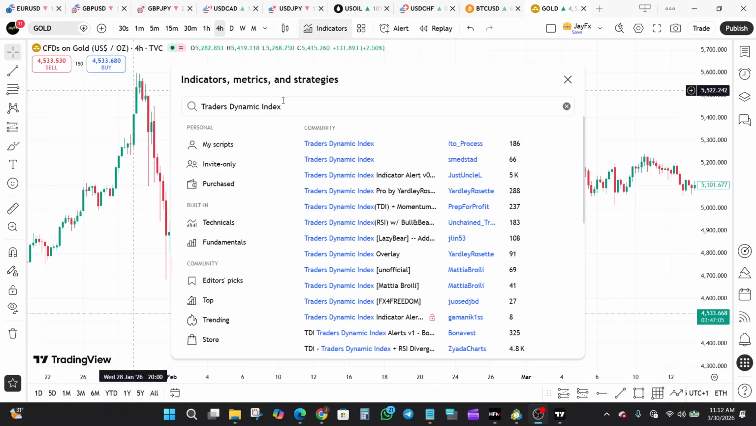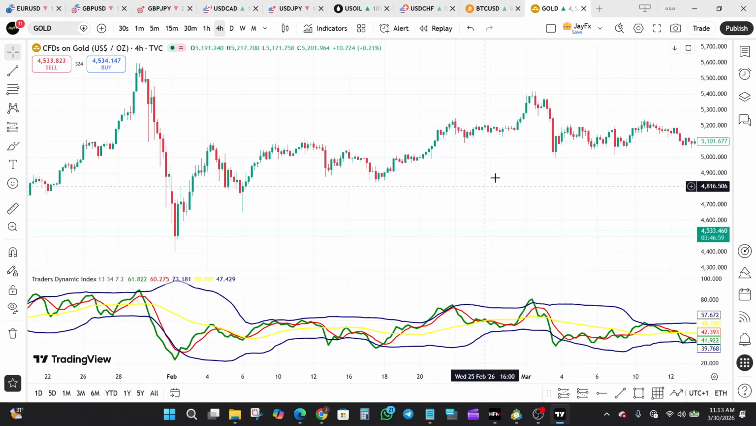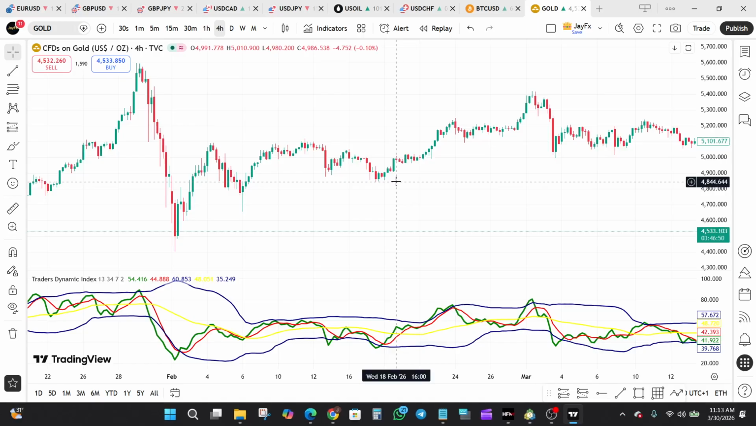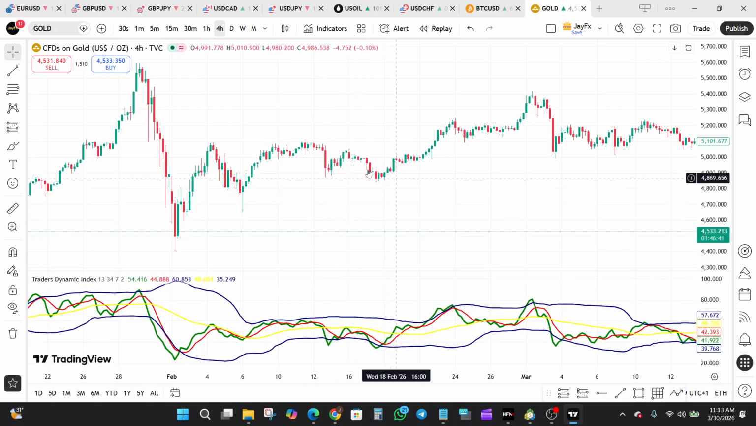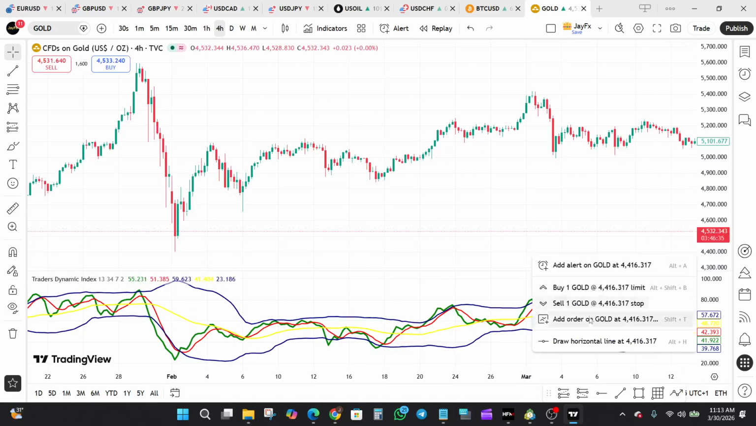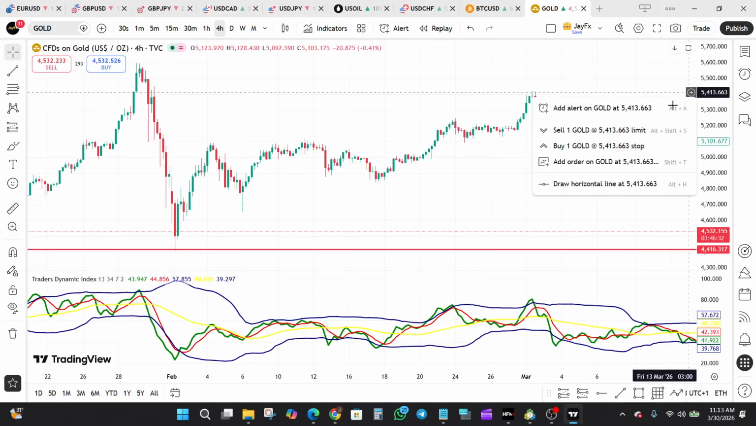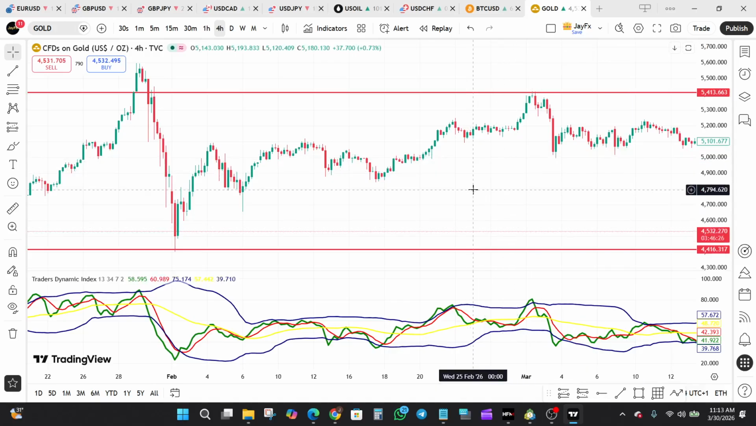So I just quickly moved to TradingView so we can look at the trader's dynamic index. This indicator blends RSI, moving averages, and volatility bands to give a clear picture of market momentum and direction. Alongside the TDI, traders often use basic candlestick analysis and of course support and resistance levels to confirm setups. The main idea is to wait for strong, clean signals.